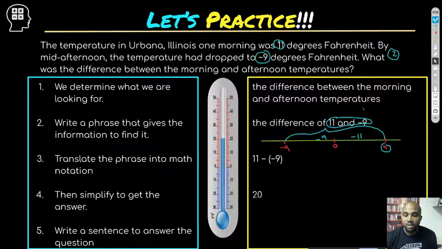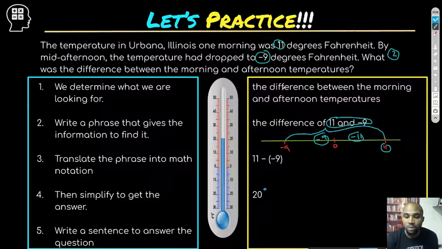So that gives us 20. Well, how did we get 20? Well, you saw what we just did on this piece here. Down 11, down negative 20. Down negative 9. So that was a total of 20 degrees difference. So we could put a little degree sign here since we're talking about degrees. But that was a total of 20 degrees.